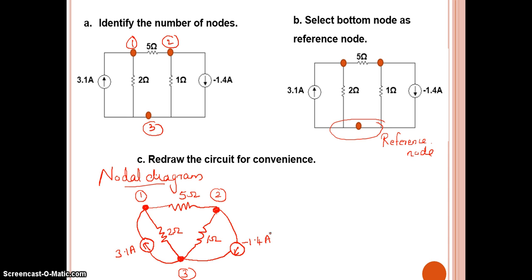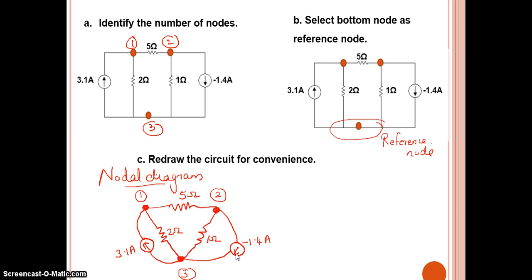So this is the nodal diagram of the circuit. Now in the circuit we are projecting mainly only the nodes, and with the nodes we are drawing all the elements connected to them. Here, node 1 has 3 elements: 5 ohm, 3 ohm and this current source. Node 2 again has 3 elements: 5 ohm, 1 ohm and this current source.